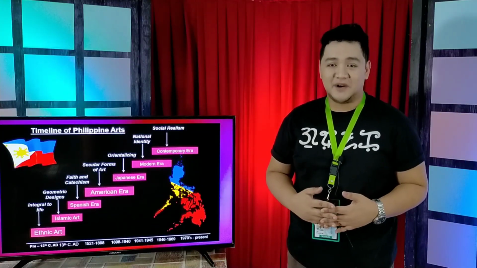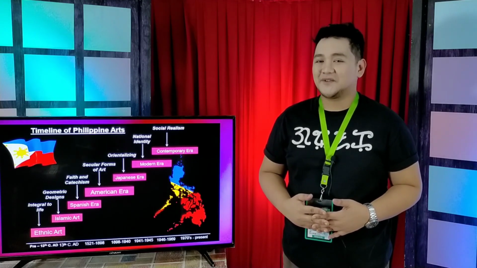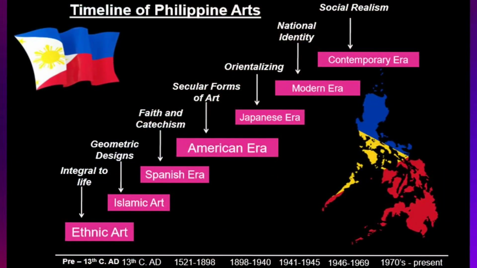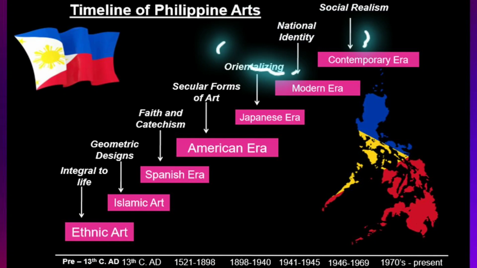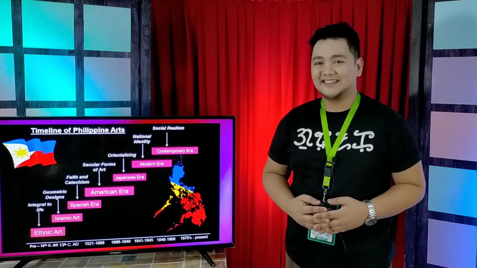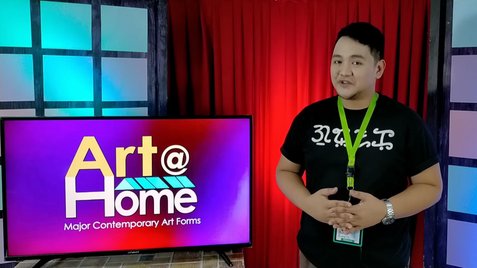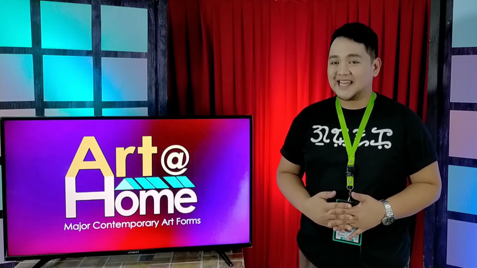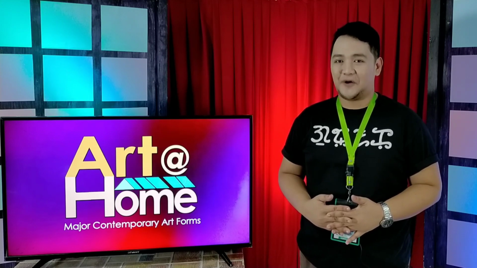For you to easily remember what the different eras stand for, always remember these key terms: integral to life, ethnic art; geometric designs, Islamic art; faith and catechism, Spanish era; secular art forms, American era; Orientalizing, Japanese era; national identity, modern era; and social realism for contemporary era. After a quick art trip on the timeline of Philippine arts, let's proceed to the 7 major contemporary art forms.